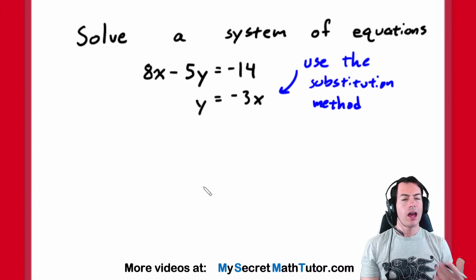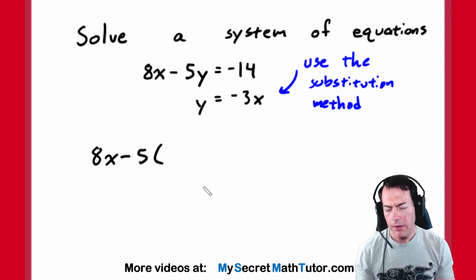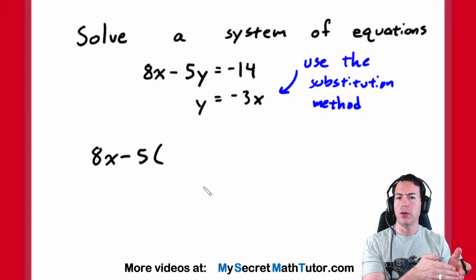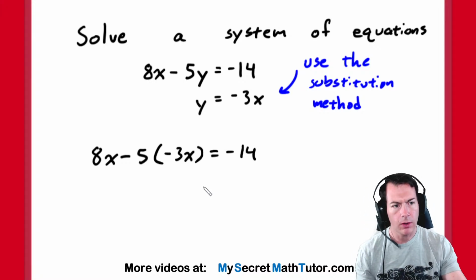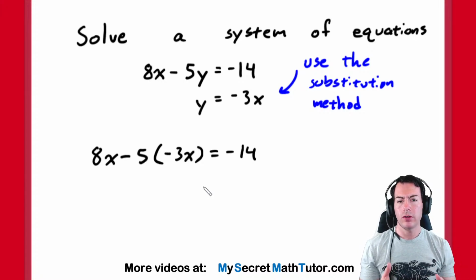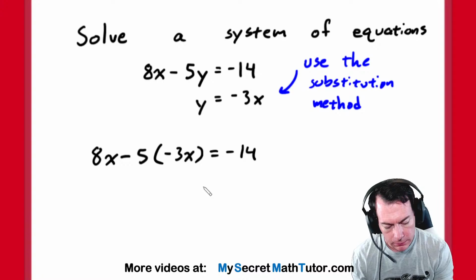All right, how does that work then? Well, I'm simply going to take the first equation, and everywhere I see a y, I'm going to put the second equation in there. So we're going to put the negative 3x everywhere we see that y. All right, so that looks a little bit better. Now we really just want to simplify what we can and work on getting the x all by itself.